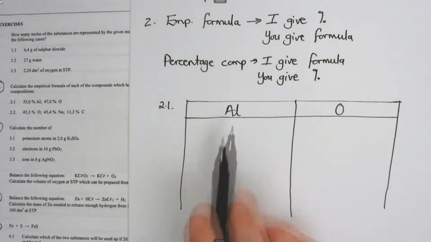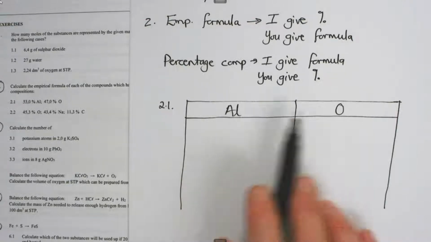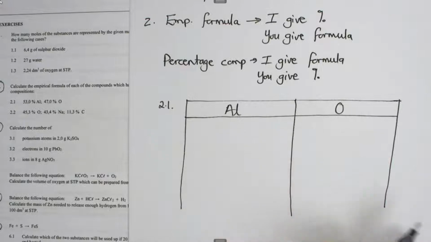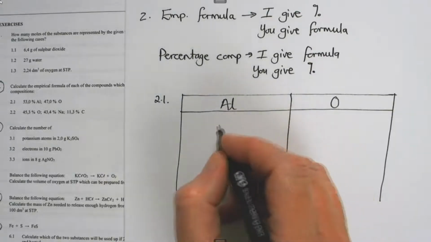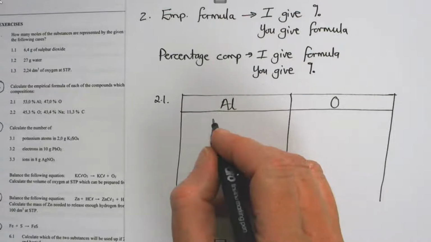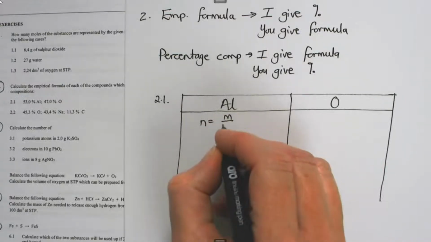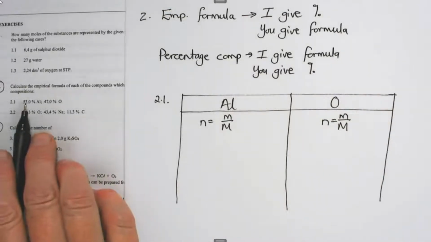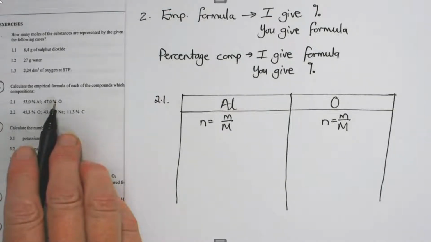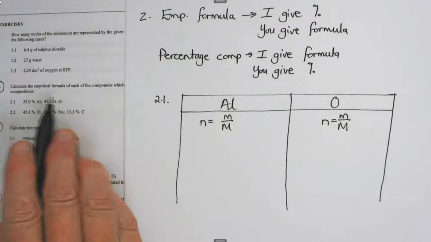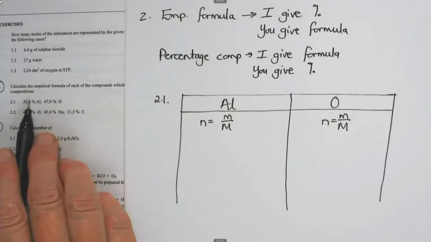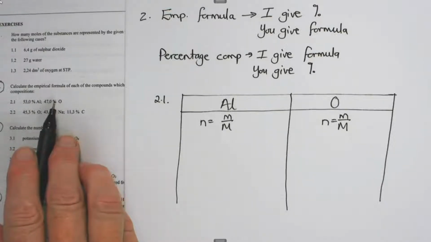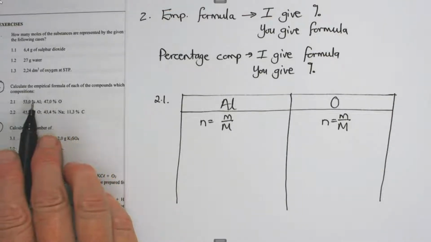Next step, I'm going to calculate the amount of mole, because if I want to compare, I can only compare mole to mole. So I must first calculate mole. Now, why do I do this? If I add those percentages together, 53 plus 47, gives me 100%. So out of 100 grams, 53 grams gives me 53%, and 47 grams out of 100 grams gives me 47%. That's why I can change the percentage into grams.